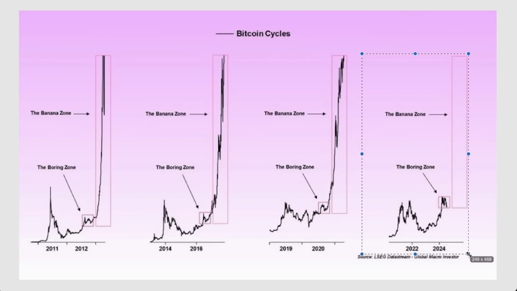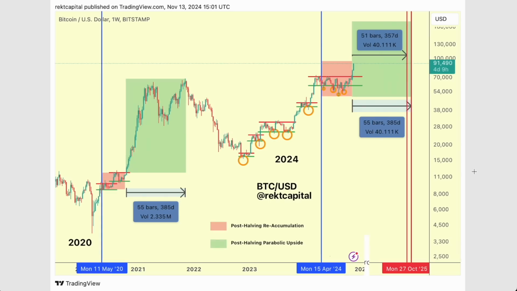This is the ultimate Bitcoin cheat sheet that you need to know going into the end of this year and 2025. As you know, we're already in the banana zone, so we'll be talking about this in a lot of detail in the next few charts.